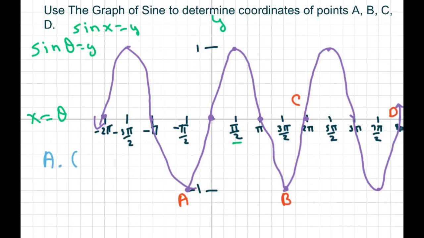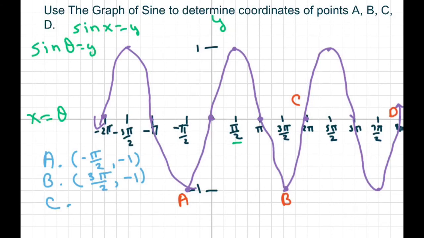The coordinates are your x, which is negative pi over 2, and your y is negative 1 here. Okay, for B, we get our angle, our x is 3 pi over 2, and again our y would be negative 1.